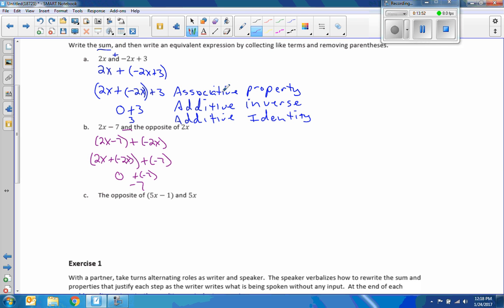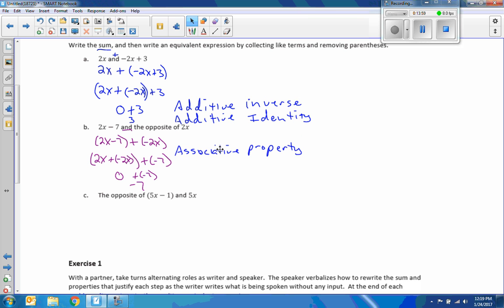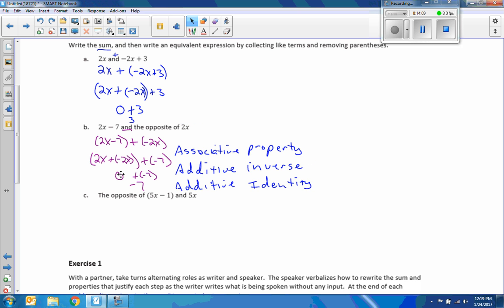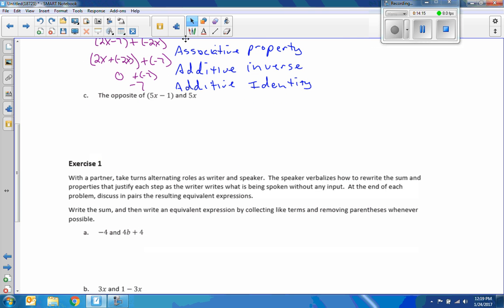So it's the same properties again: associative property, then additive inverse, and additive identity. Okay, so the associative property was here, going from here to here, moving the parentheses. The additive inverse was adding 2x and negative 2x and getting 0. And the additive identity was adding 0 to negative 7 and getting negative 7. Okay, getting the idea here? Okay, one more.